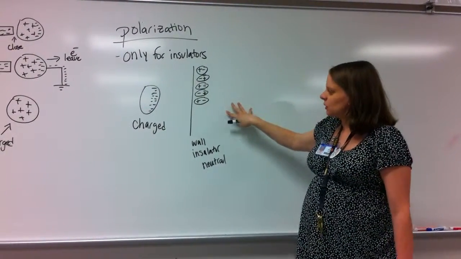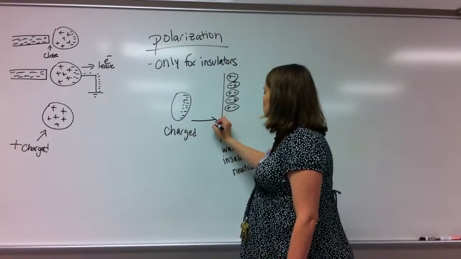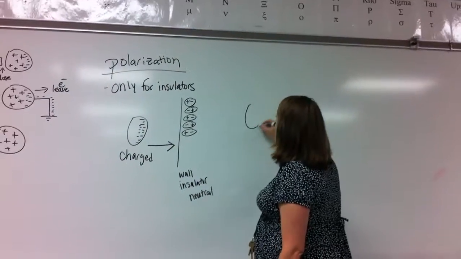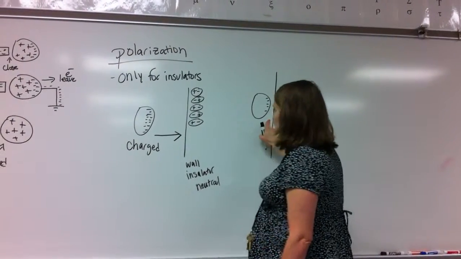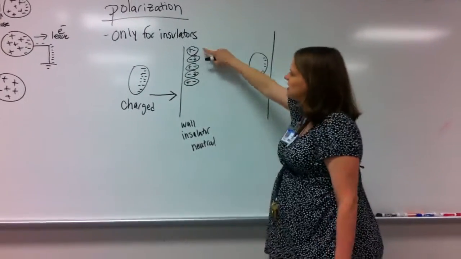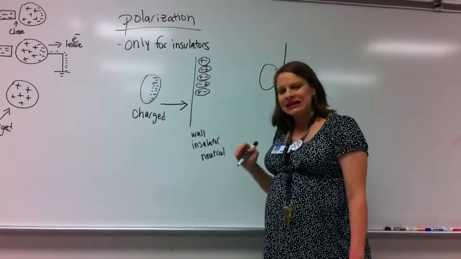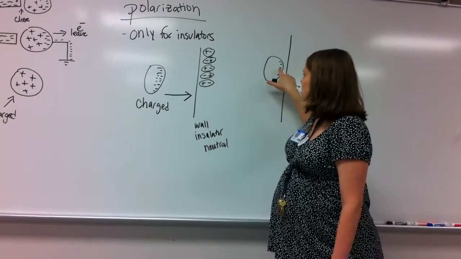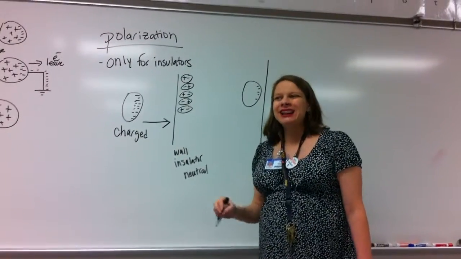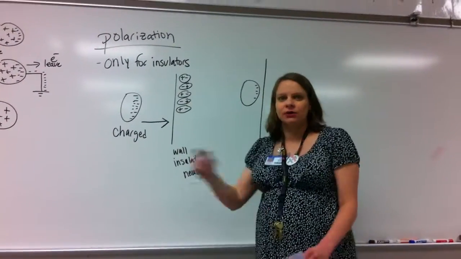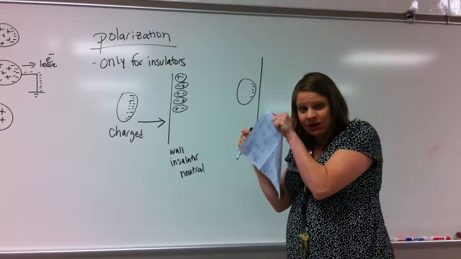So for polarization, what we're going to do is similar to over here. We're going to bring this charged object really close to the wall. And what happens when we bring it super close is that these electrons right here don't want to be near the balloon. They don't want to be near this negatively charged object. They're not allowed to leave, but they're going to hold the proton in front of them and hide behind it, like, no, I don't want to see the negatively charged object.